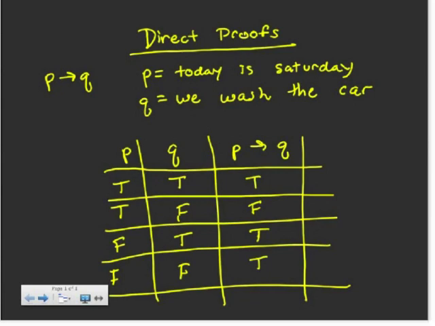So an important thing to recognize is when you have a statement P implies Q, that the only way for that statement to be false is when you have P is true and Q is false. Now this is really important for direct proofs because direct proofs recognize this and use it to prove the entire statement to be true or false.